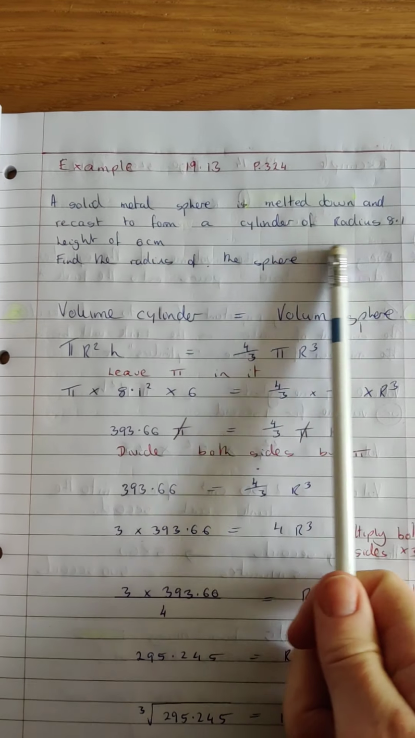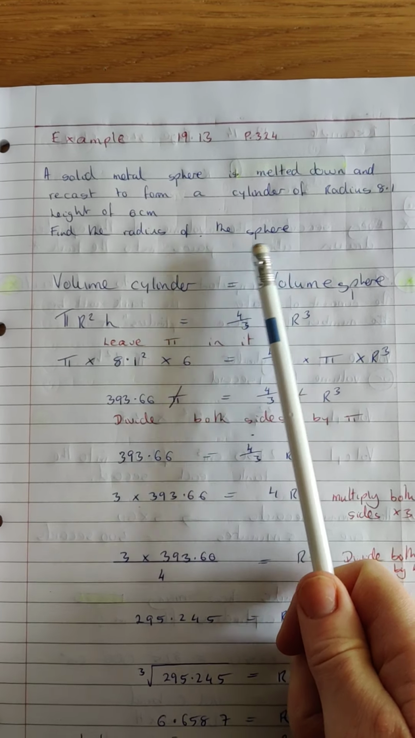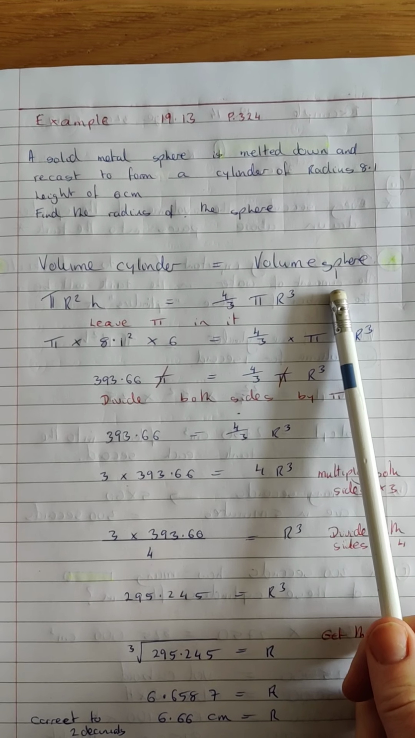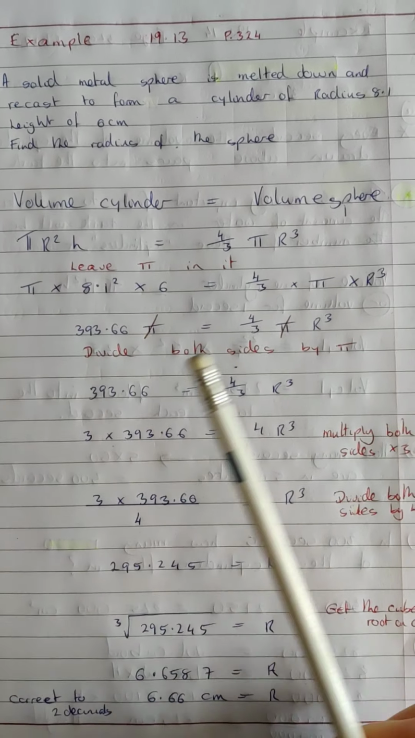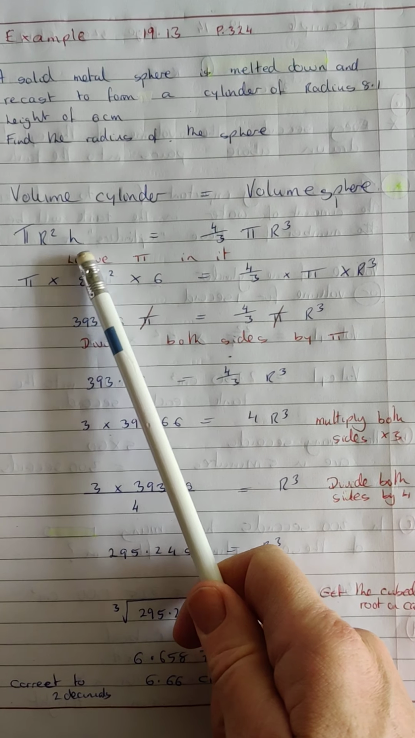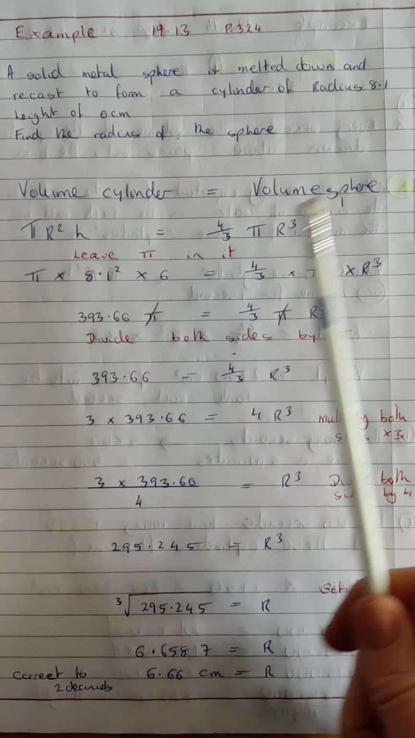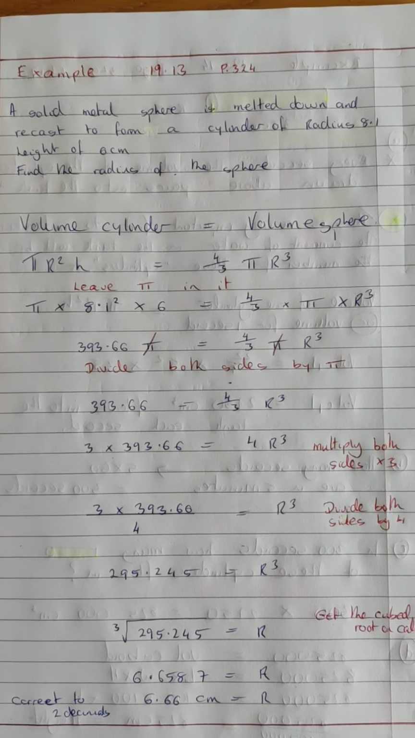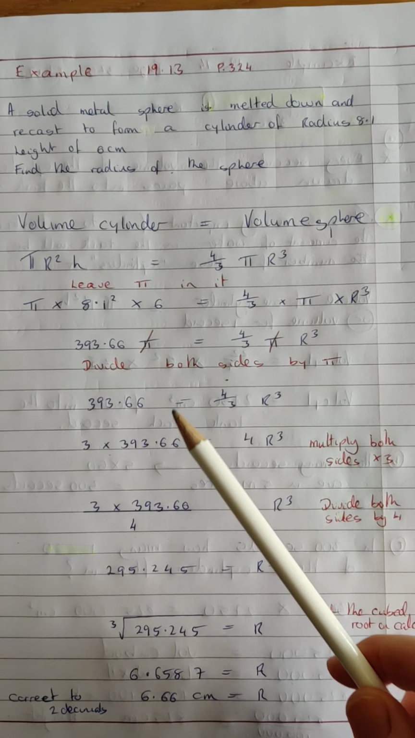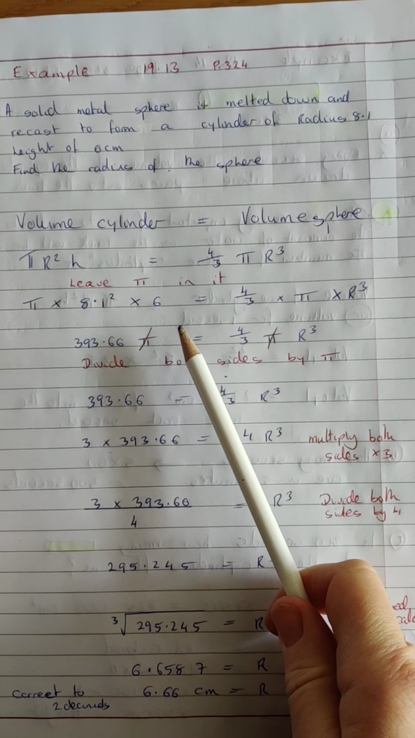A solid metal sphere is melted down and recast to form a cylinder. In other words, the volume of the cylinder is equal to the volume of the sphere. And that's a very important fact to recognise. So the volume of a cylinder is pi r squared h, and the volume of a sphere is 4/3 pi r cubed. So in other words, you didn't lose any lead when you were remaking the object into the cylinder. Leave pi in it, because we'll get rid of pi from both sides later on.